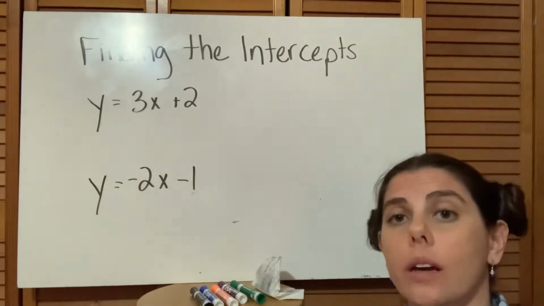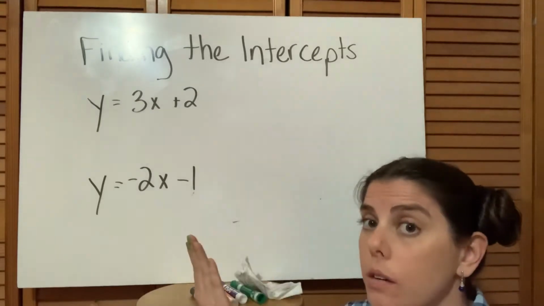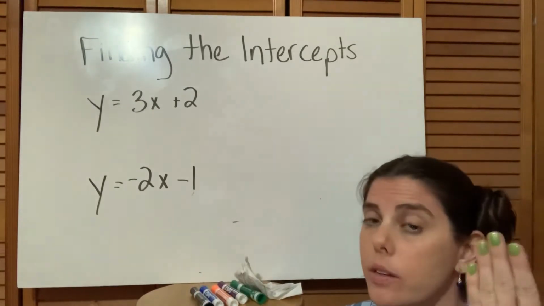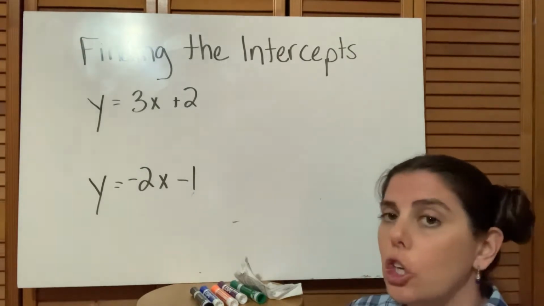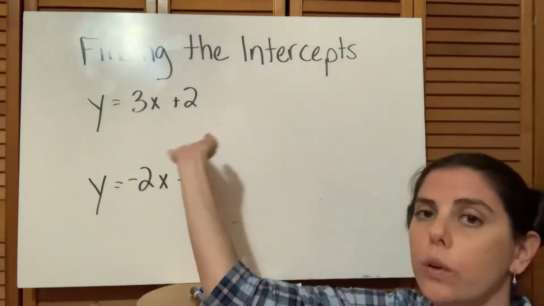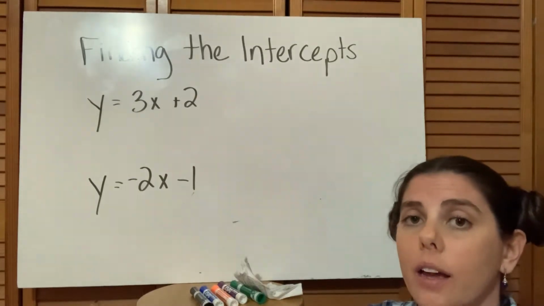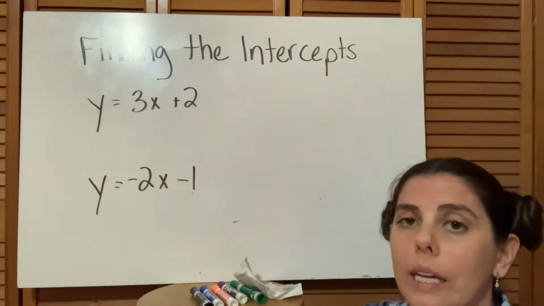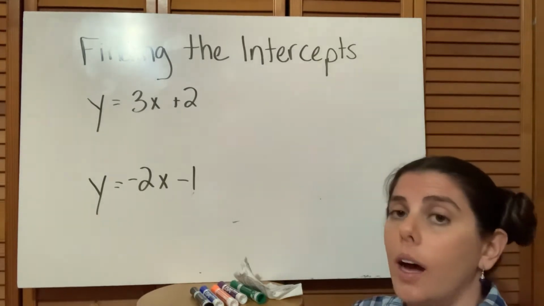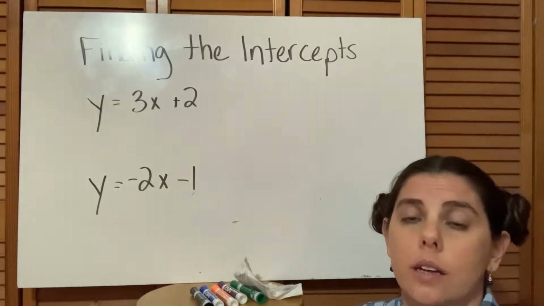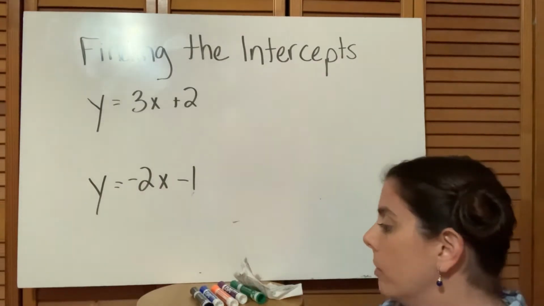Did we notice that when there was an x-intercept, the y equaled 0, and when there is a y-intercept, the x equaled 0? That gives us a clue as to what we're going to do with these equations to find our intercepts. If we're trying to find the y-intercept, we need to let x equal 0, because anytime a line crosses the y-axis, the x of that coordinate will always equal 0.